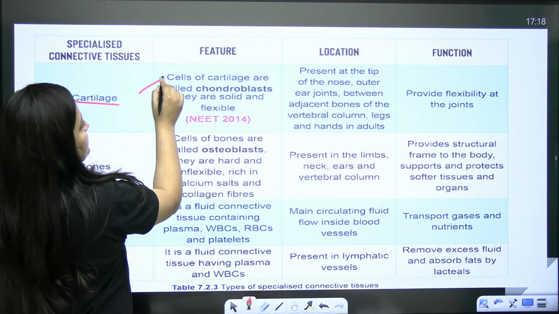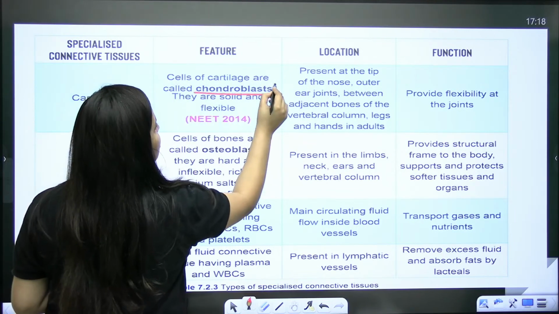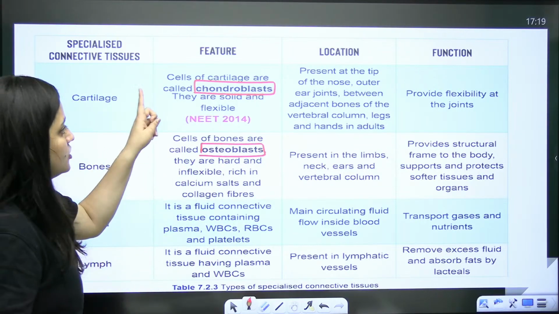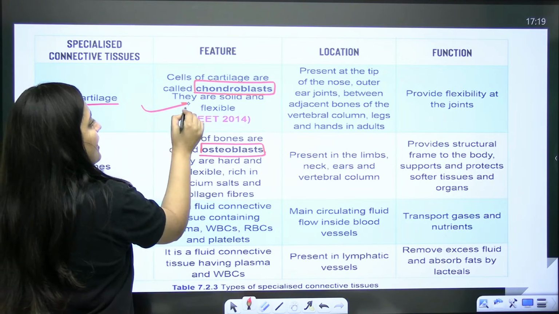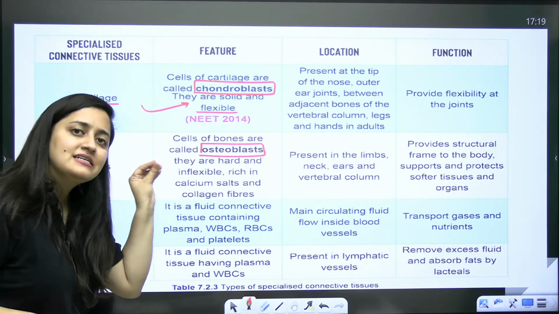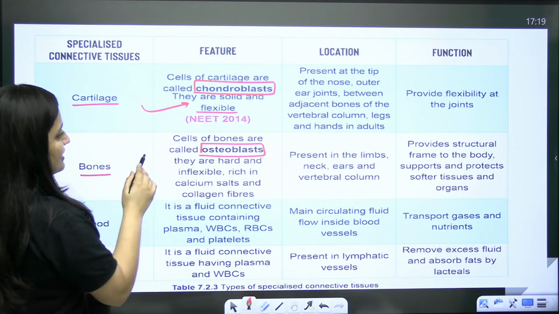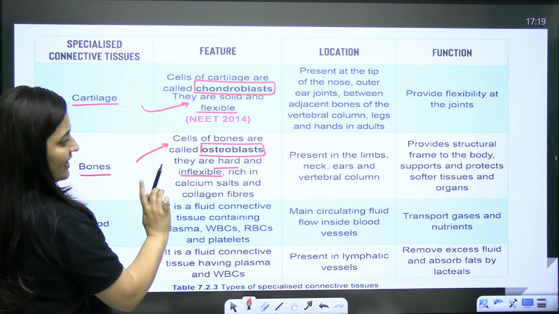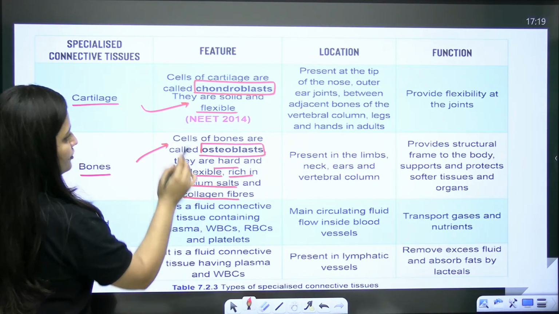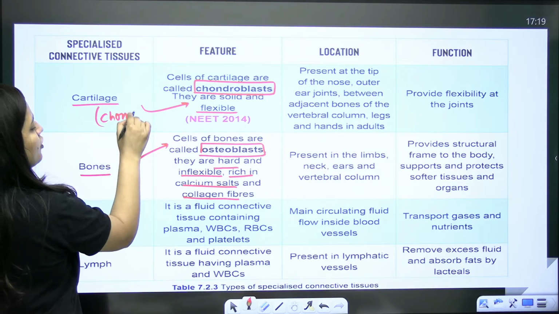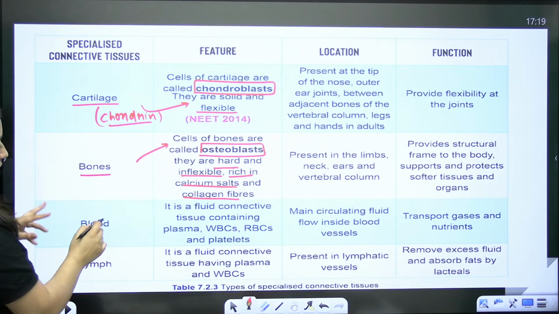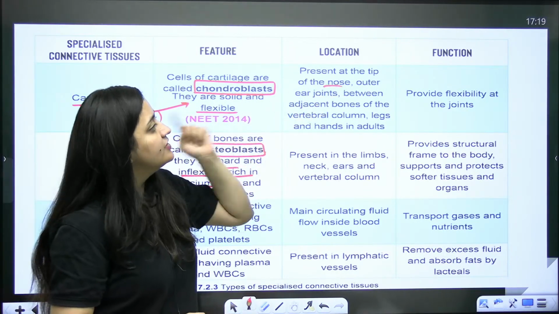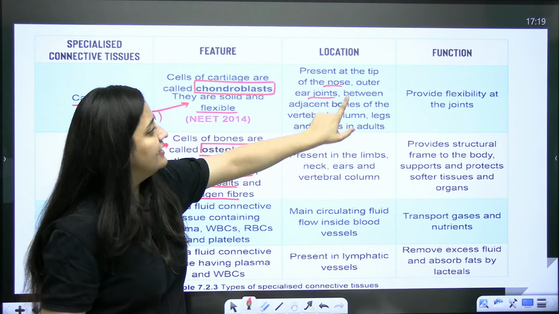So cartilage forming cells are your chondroblasts, right? Bone forming cells are your osteoblasts. Important it is. So cartilages are solid and flexible. So they are making our skeletal connective tissue. Bones are hard, inflexible, rich in calcium salts and collagen fiber. Here in cartilage, you will find chondrin. Wait, I'll explain this. So cartilages: see the tip of the nose, outer ear, joints, cartilage, right?